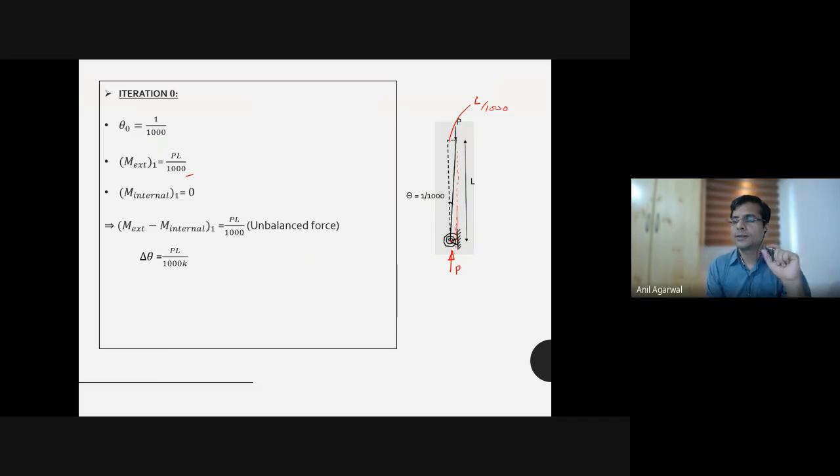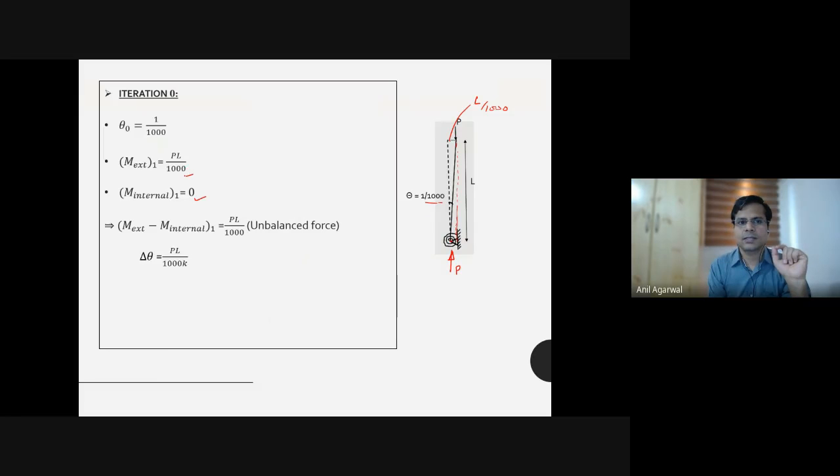Agreed? That external moment, that is the external demand. But at that time, if the column is still in this position, it has not moved from this position. What was the spring force or spring moment? When the column is still in this position at 1 by 1000 rotation, the spring was at 0 moment. So M internal was 0. Correct?